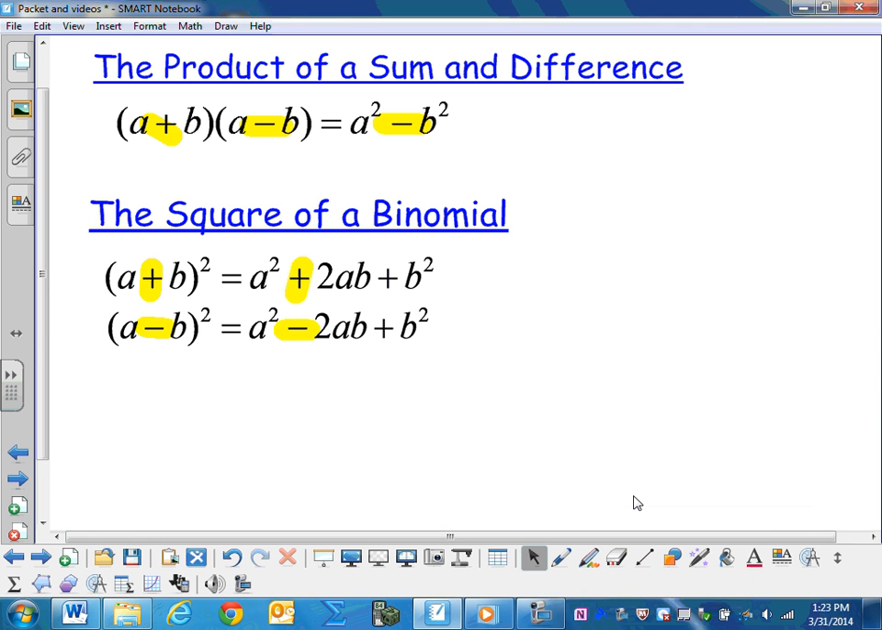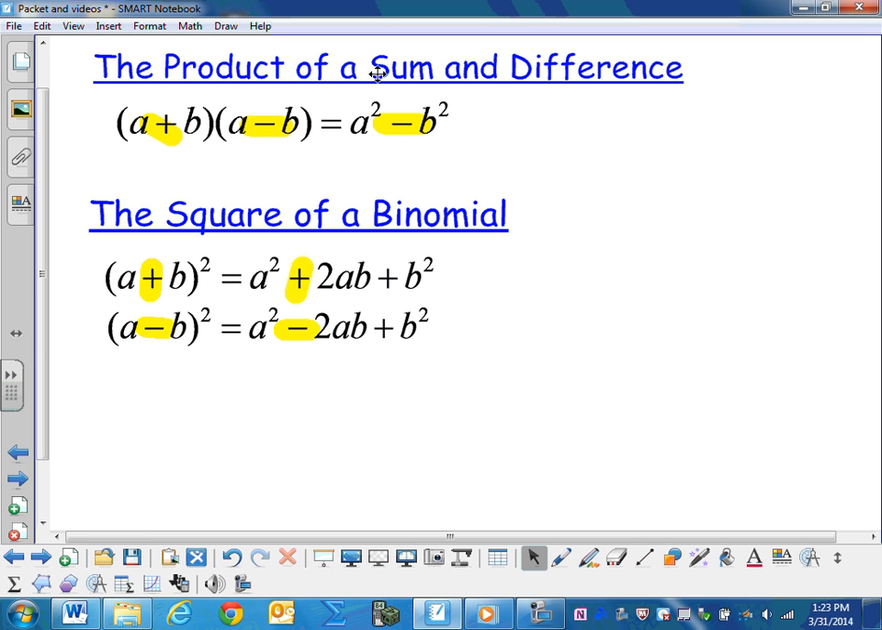Today we're going to talk about multiplying binomials in their special cases. The first special case is the product of a sum and a difference. A plus b times a minus b is equal to a squared minus b squared. The square of a binomial, a plus b squared, is equal to a squared plus 2ab plus b squared. And a minus b squared is equal to a squared minus 2ab plus b squared.